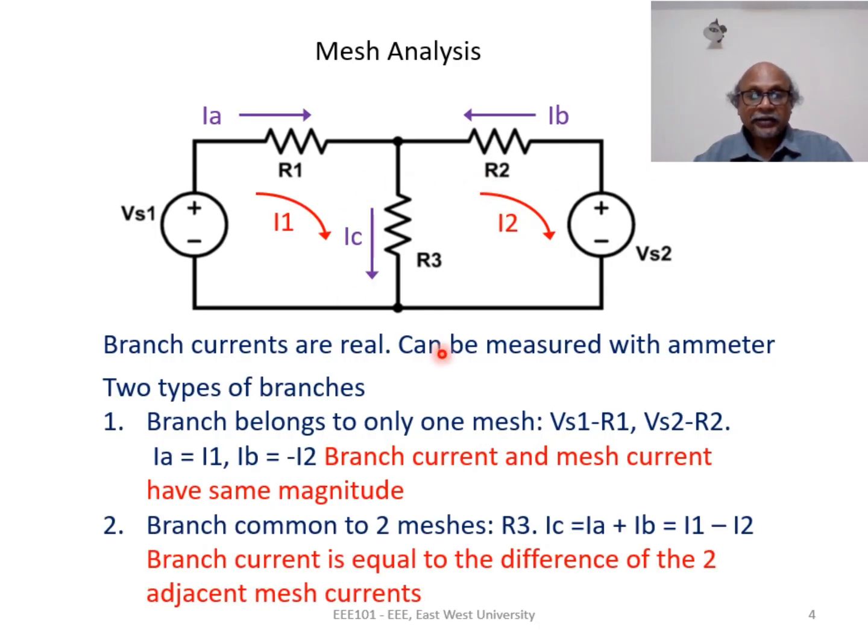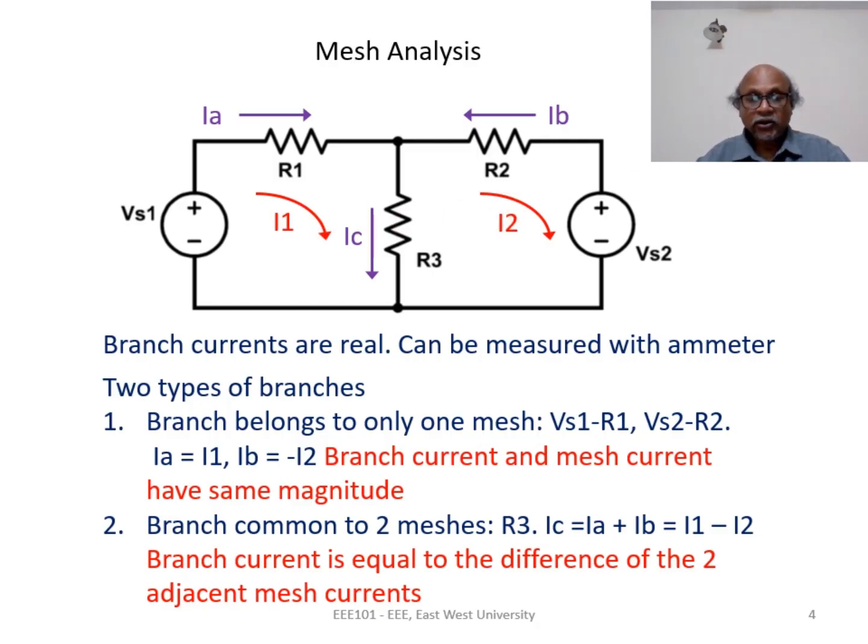If we look at R3, R3 belongs to mesh 1 and it also belongs to mesh 2. So this is an example of a branch common to two meshes. We have already seen IC is equal to IA plus IB, which means IC is equal to I1 minus I2. That means the branch current is equal to the difference of the two adjacent mesh currents.